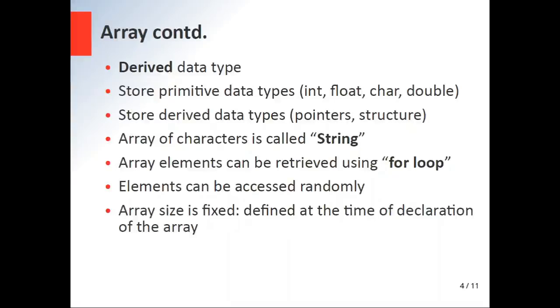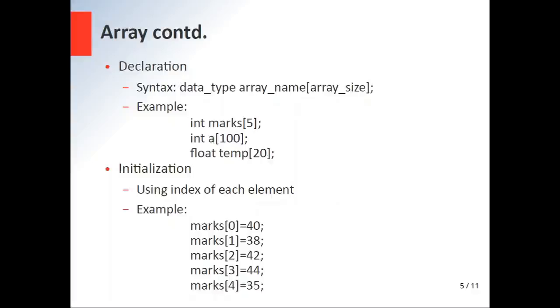For an array in C, a programmer specifies the type of the elements and the number of elements required by an array. So the syntax is data type, array name, and array size in square brackets. And the array size must be an integer constant greater than 0 and type can be any valid C data type. This type of declaration is used to declare a single dimension array.